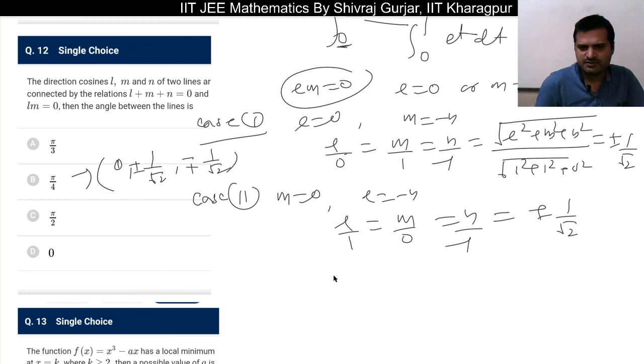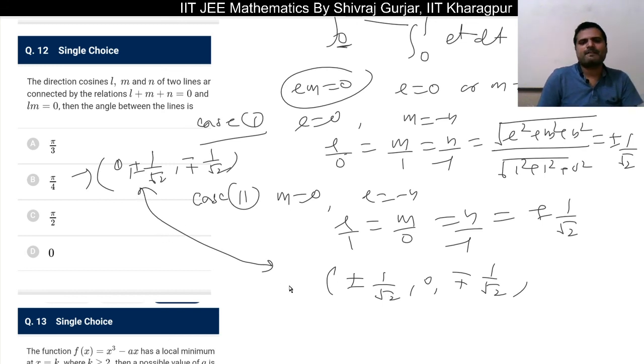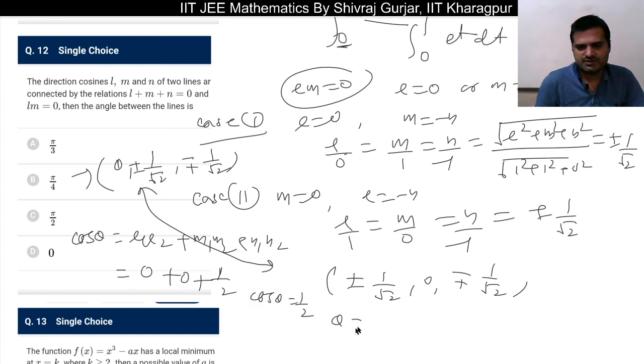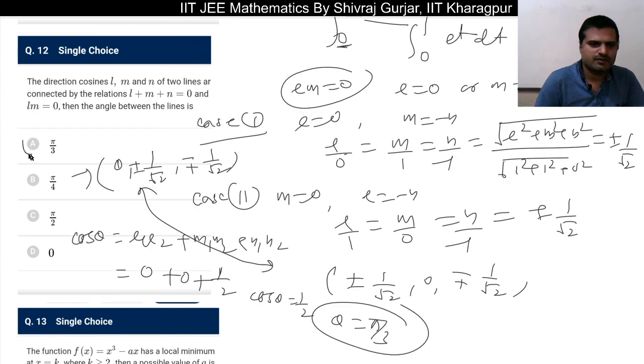In the second, what will come is plus minus 1 by root 2, 0, and minus plus 1 by root 2. So now we are asked to find the angle between these two. These are nothing but unit vectors, so cos theta will be L1 L2 plus M1 M2 plus N1 N2. So first 0, second 0, and when minus multiplies with minus it becomes plus, so this gives 1/2. So we have cos theta equals to 1/2, that is theta equals to pi by 3. So the answer is A.